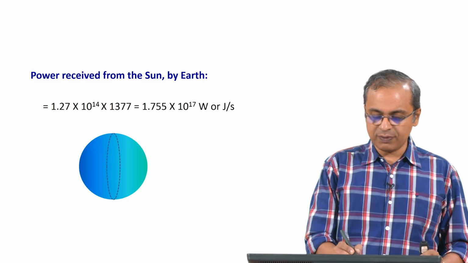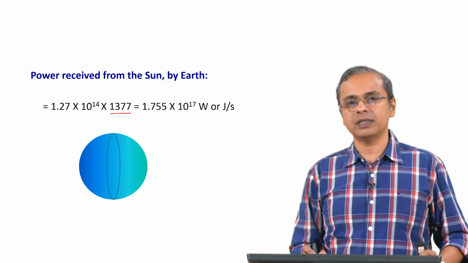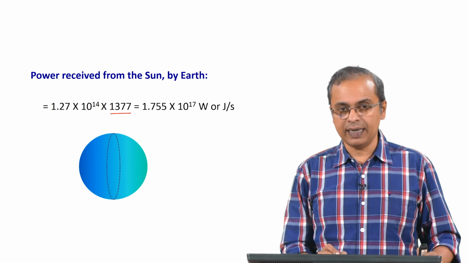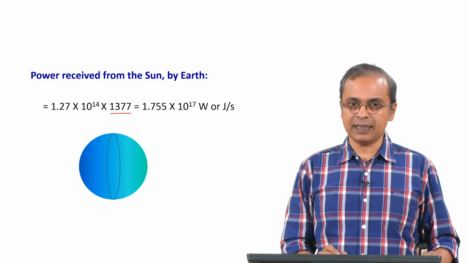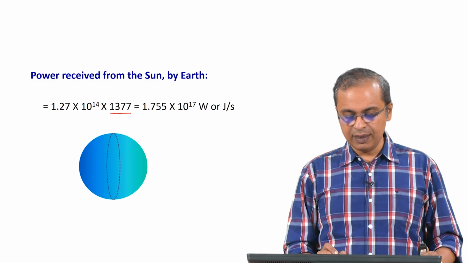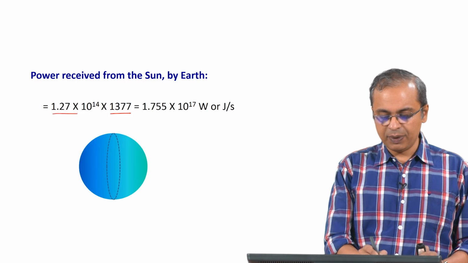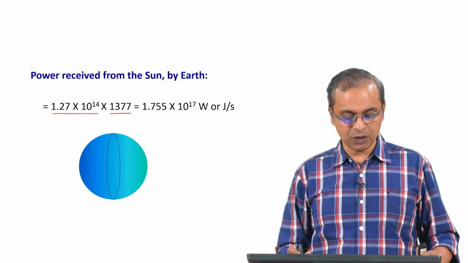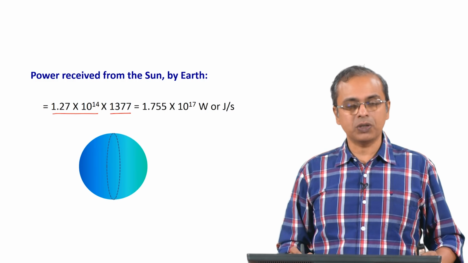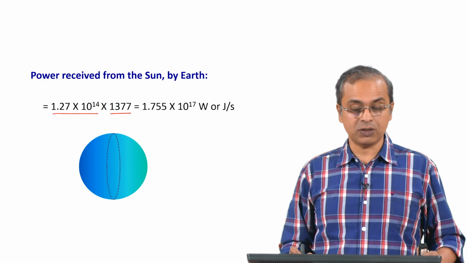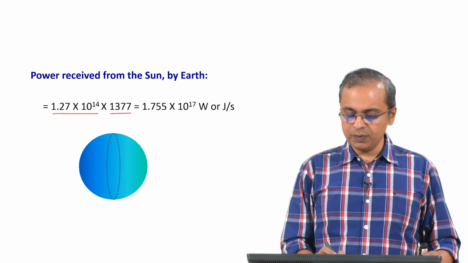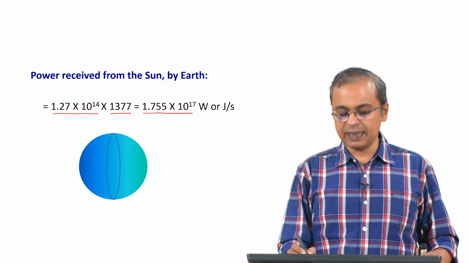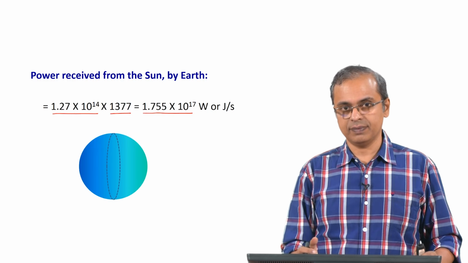These are the 2 numbers we got. Two slides ago we got the intensity at the Earth's orbit as 1377 watts per meter square, and in the previous calculation we got the area corresponding to Earth's cross section as 1.27 into 10 power 14 meter square. If you multiply these two, this is the amount of power that is falling on the Earth.